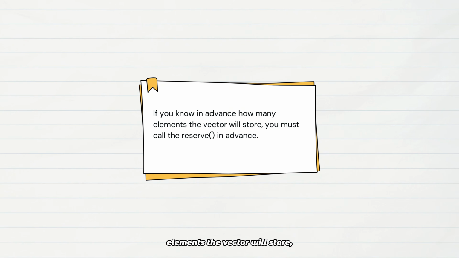Finally, here is a performance optimization tip in actual development. If you know in advance how many elements the vector will store, you must call the reserve function in advance. What can this step avoid? Avoid multiple expansions. Avoid multiple memory allocations, element copies, and destructions. Especially when the elements are complex types, the performance gap may be orders of magnitude.